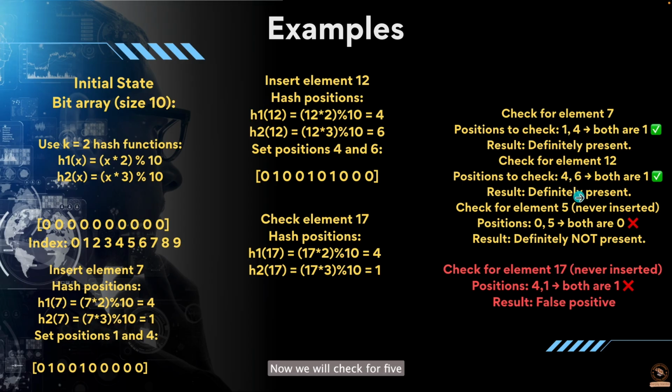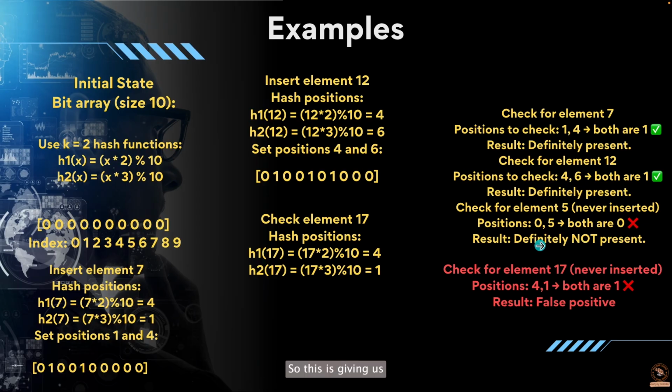Now we will check for 5. For 5, the two hash function values are 0 and 5. At position 0 the bit is 0, and at position 5 the bit is 0. It means 5 is definitely not present in our Bloom filter. And this is the correct case because we inserted 7 and 12, but we had not inserted 5.